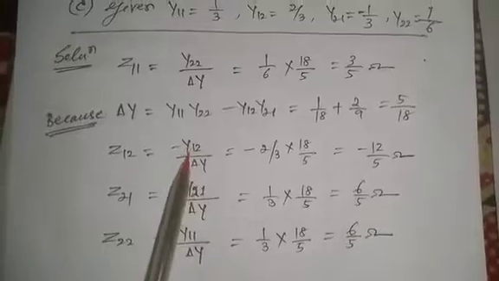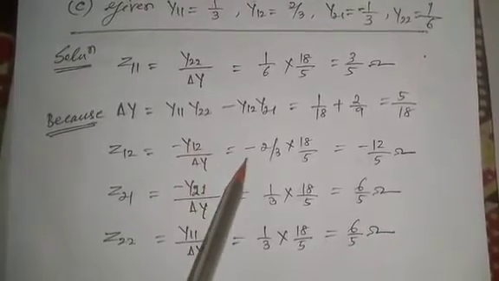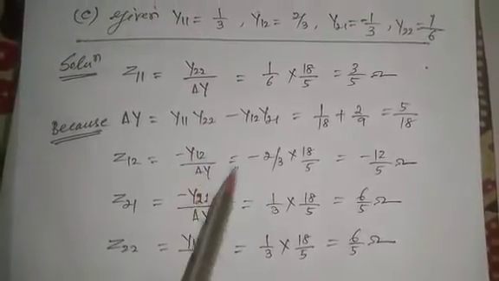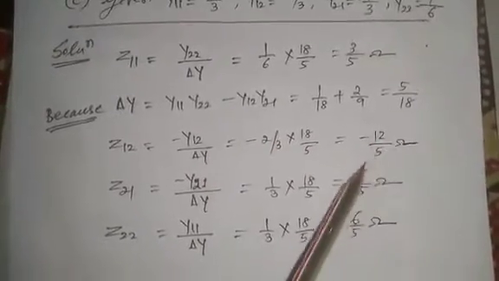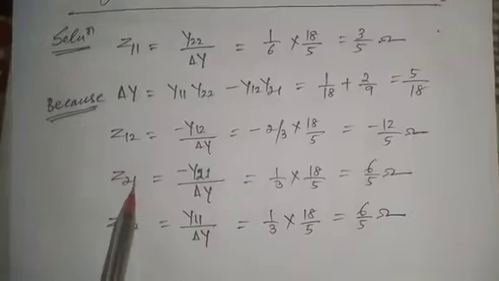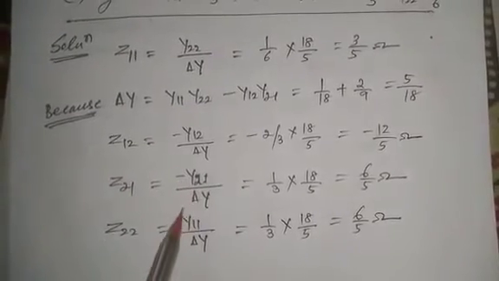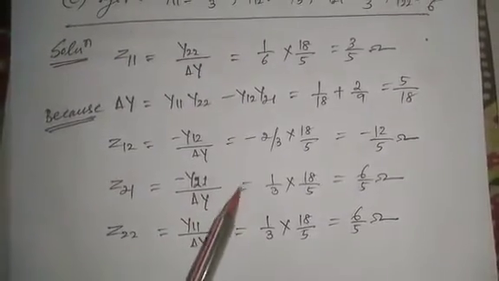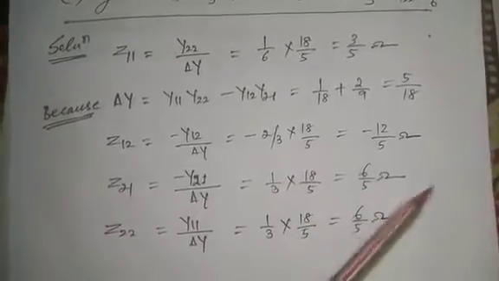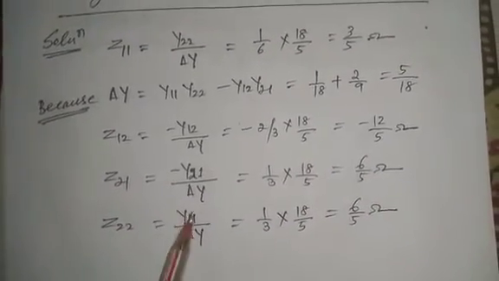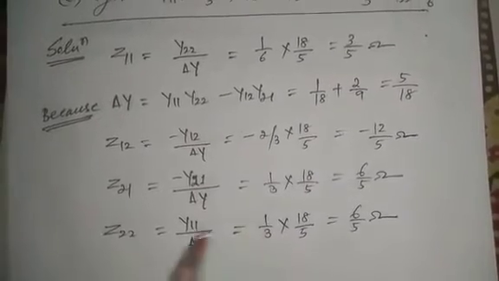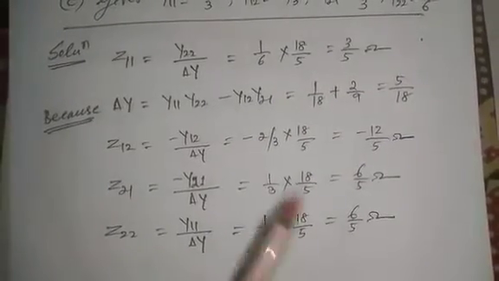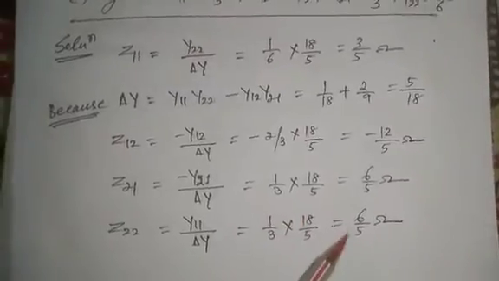Similarly, z12 is equal to minus y12 divided by delta y, that is minus 2 by 3 into 18 by 5, which is minus 12 by 5 ohm. Similarly, z21 is equal to minus y21 divided by delta y, that is 1 by 3 into 18 by 5, which is 6 by 5 ohm. Similarly, z22 is equal to y11 divided by delta y, that is 1 by 3 into 18 by 5, which is 6 by 5 ohm.